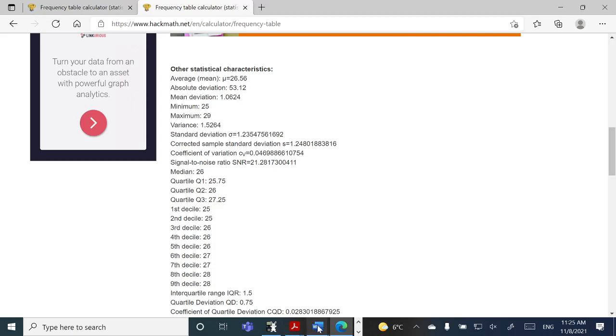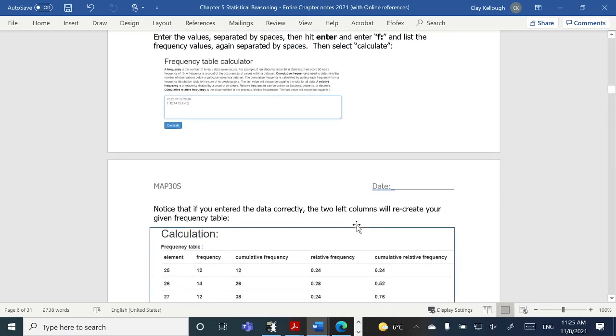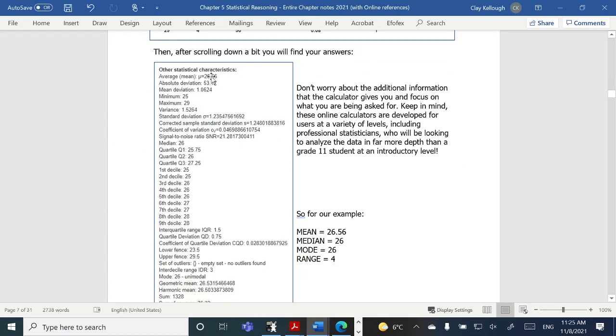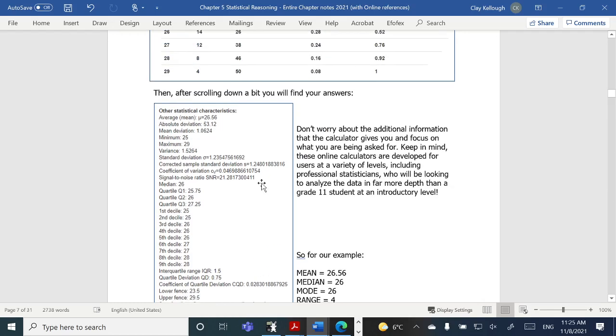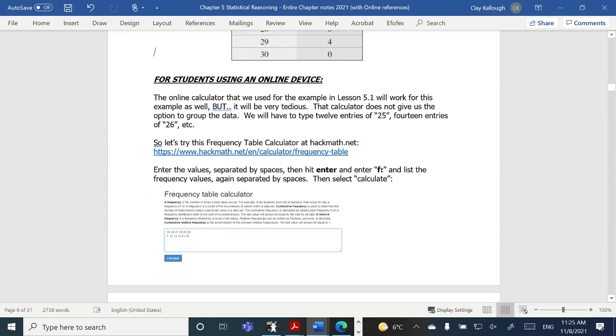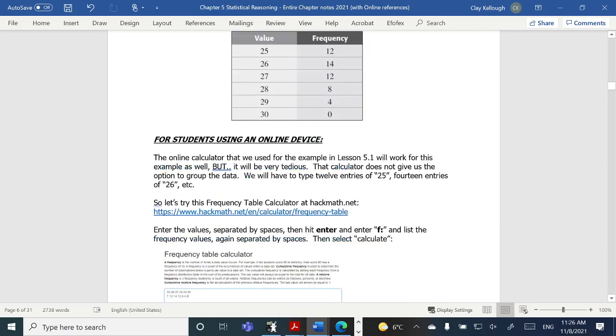So let me go back to the notes. I already plugged this into the calculator in the notes. So there's all of the data we got right there. And what we're looking for, of course, is the mean, the median, and what else did they ask us for? They asked us to determine the mean, median, mode, and range.